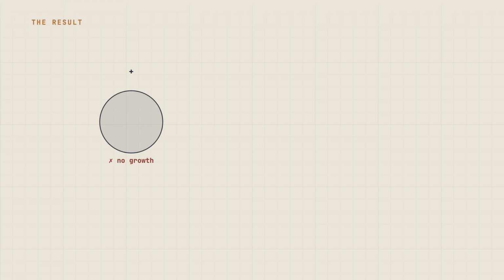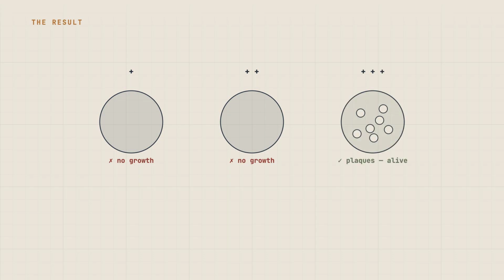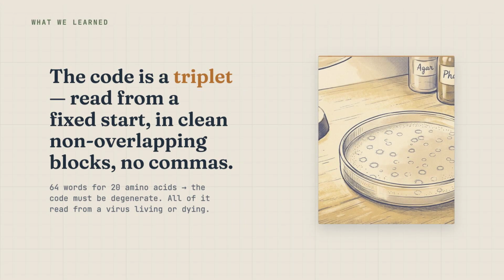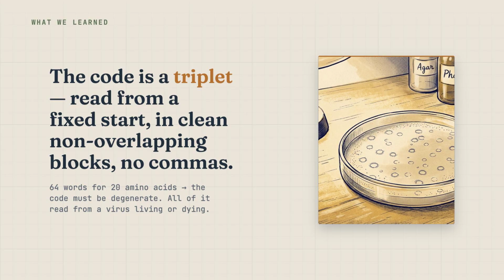A virus carrying 1 or 2 changes of the same sign stayed dead, no growth. 3 changes together, and the plaques came back. The virus lived. The gene could only be mended in steps of 3. The reasoning allowed 3, or any multiple of it, and 3 is the answer. From a virus living or dying, they had read off the architecture of the code without sequencing a thing.